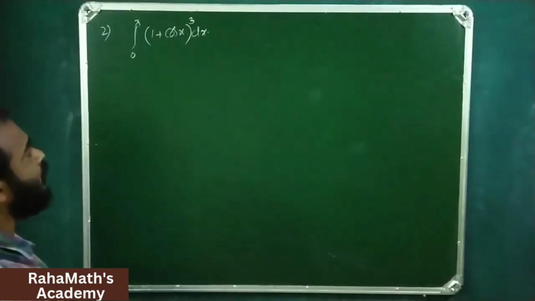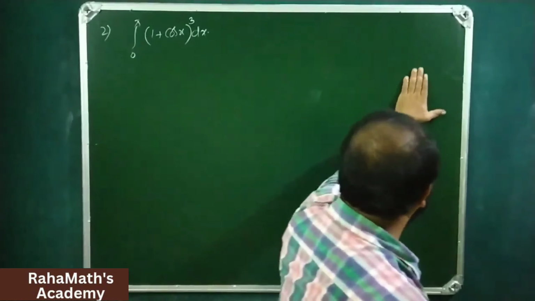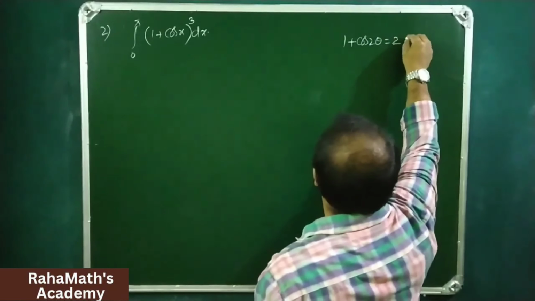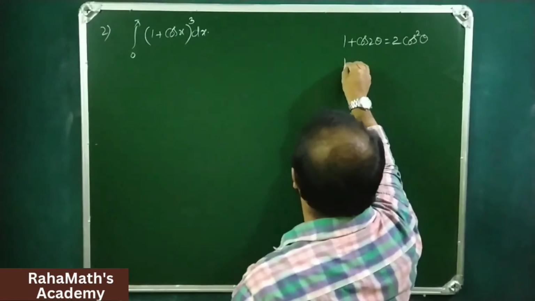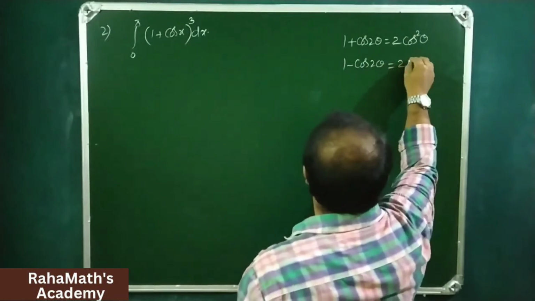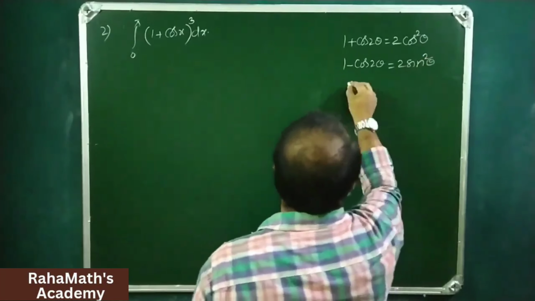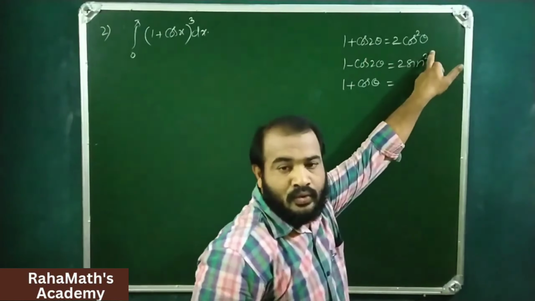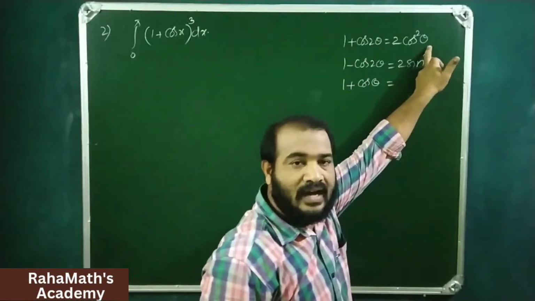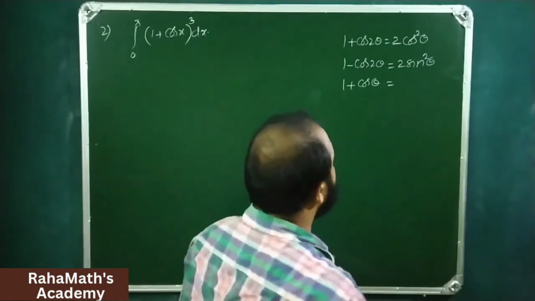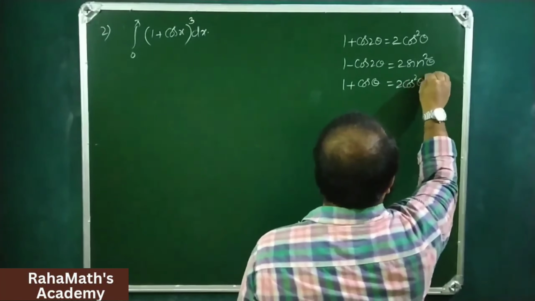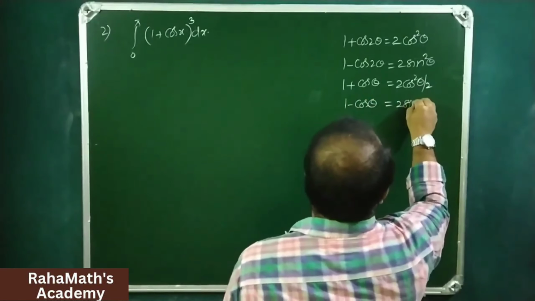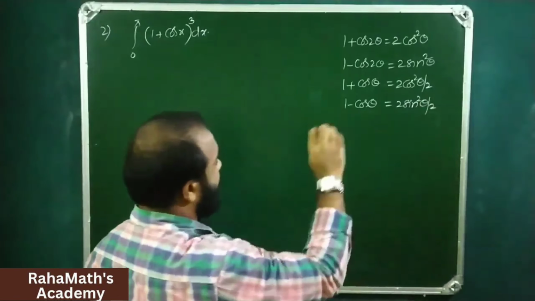2048 whole cube dx. Before this we knew 1 plus cos 2 theta is 2 cos square theta, and 1 minus cos 2 theta is 2 sin square theta. What is 1 plus cos theta? If it is 2 theta, it is theta by 2 on the RHS, it is half. If it is theta, theta is half. So 2 cos square theta by 2. 1 minus cos theta would be 2 sin square theta by 2. Likewise.